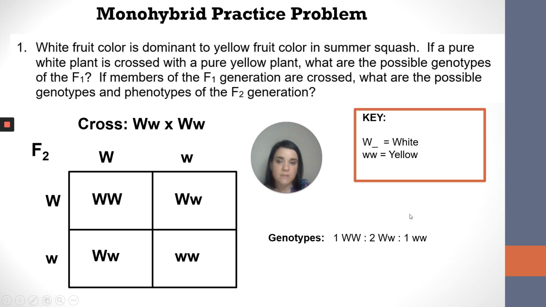What about phenotypes? What do you think? 3 to 1, right? 3 white to 1 yellow. Okay. You don't have to rewrite the key for different parts of the question. This key is going to stay the same. If you had another question next that was about these same fruits, the white and the yellow, you don't have to write a key every time if the previous question is about the same thing and the different parts of the question are about the same thing.